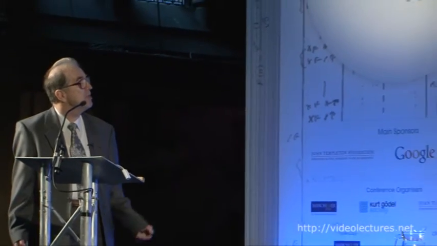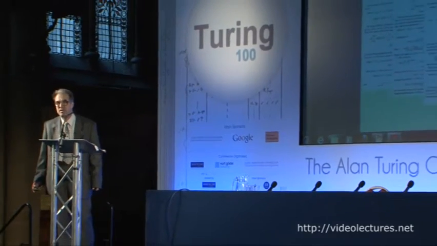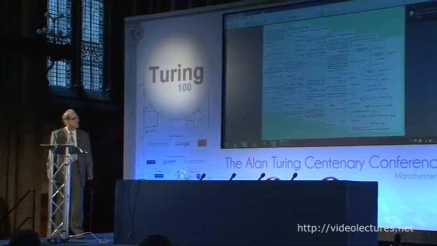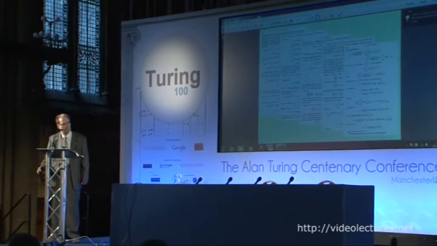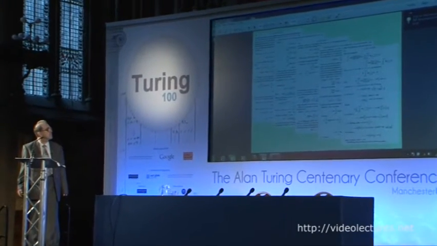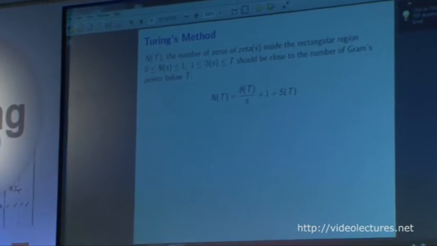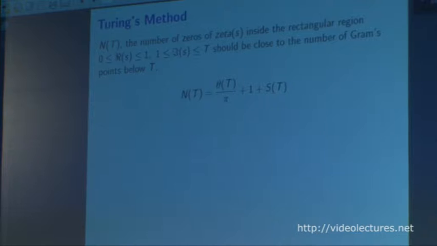And here is part of his paper. Here is a statement of the theorem. And then there follow five pages of a typical number theoretical kind with accurate estimation of different sums and integrals. So what was the idea of Turing?